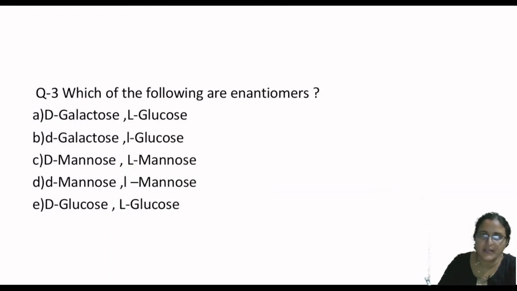Which of the following are enantiomers? C, there would have been the same name given. Here it is another name, galactose and glucose, so this is not. And small d and L are not enantiomers. Capital D and L should be written, and the same molecule should be written. So D and L mannose. Similarly, D-glucose and L-glucose. This has given small d and L form, so it is also not. So the answer is C and E again.